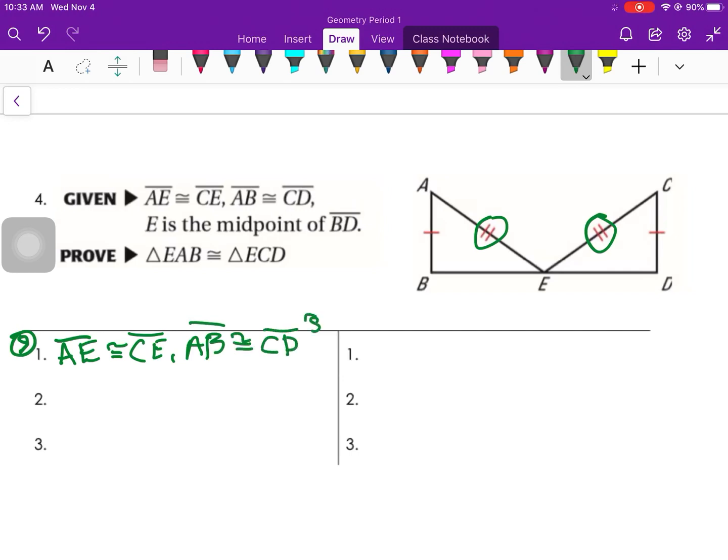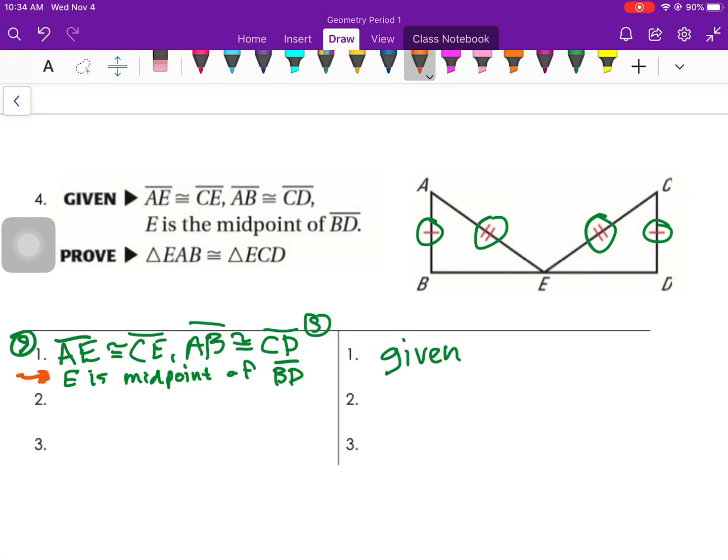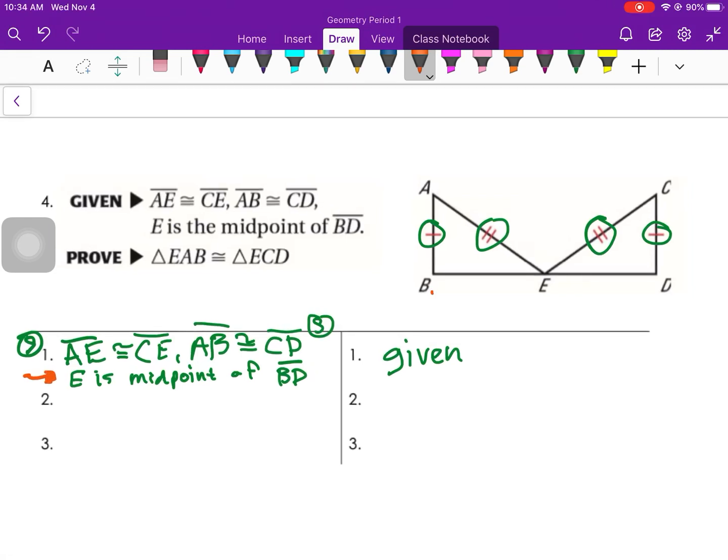So I have a side. AB is congruent to CD. I have another side, and that's marked for us. And then lastly, E is the midpoint of line segment BD. All of this is given.